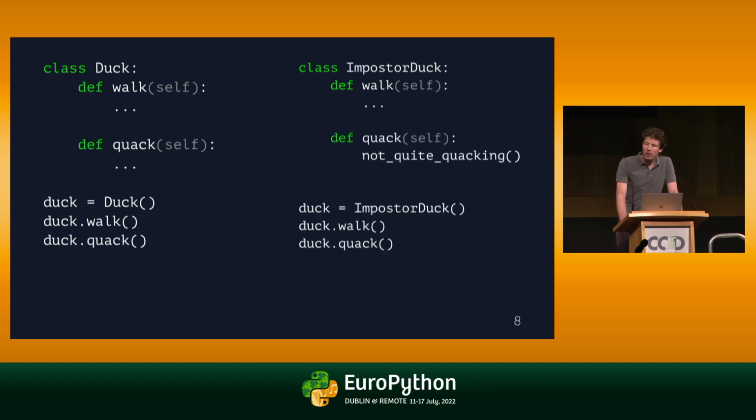So now, if instead of a donkey, we have some kind of impostor duck, which isn't really a duck, but, well, it can walk and it can sort of try to quack, not quite quacking, then of course it's fine to just make a duck of type impostor duck and make it walk and make it quack. The impostor duck behaves like a real duck, so, well, we should just accept it as being a duck, right?